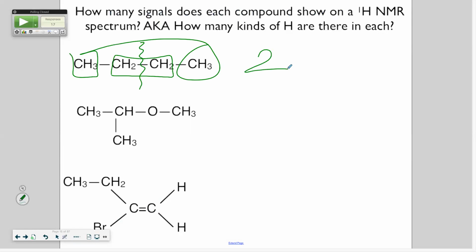Okay, we're not worried about how they look yet. We're just worrying about how many kinds of hydrogen. That's step 1. Okay, look at the next molecule down there. What do you think about it? How many kinds of hydrogens do you think that one has?